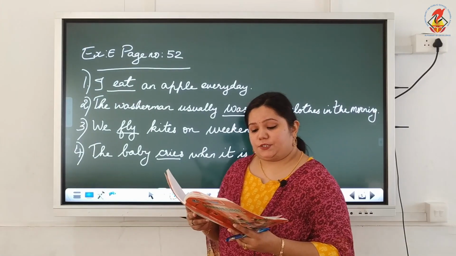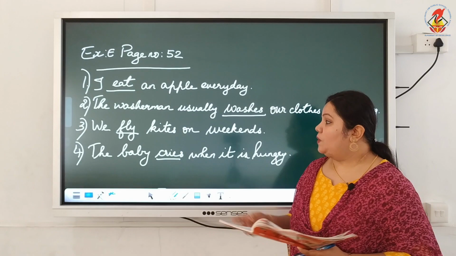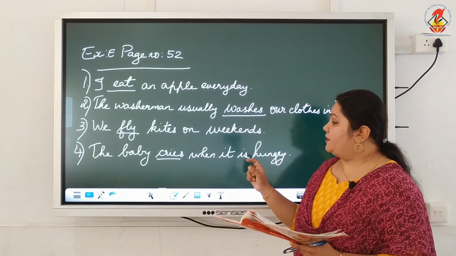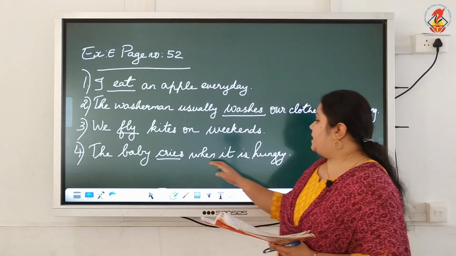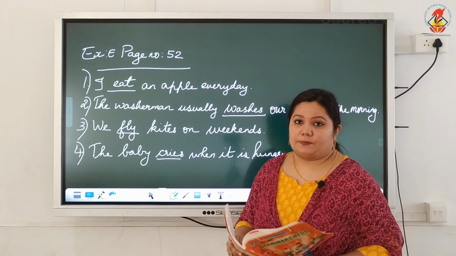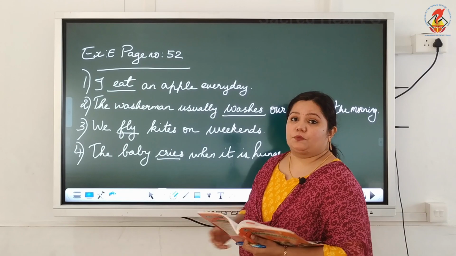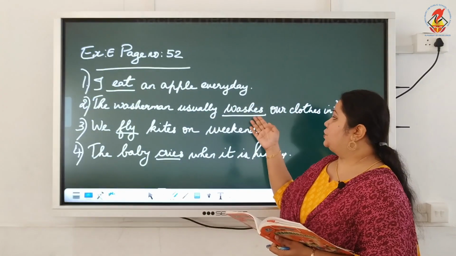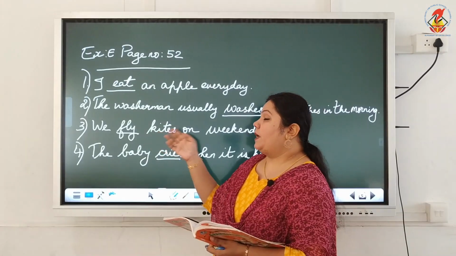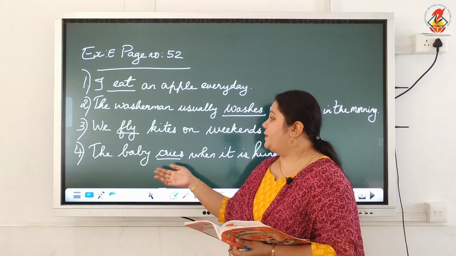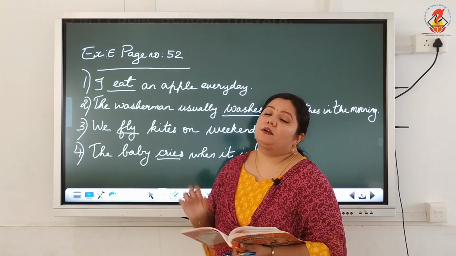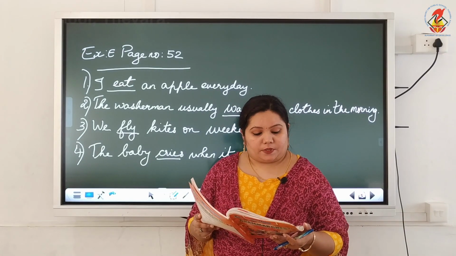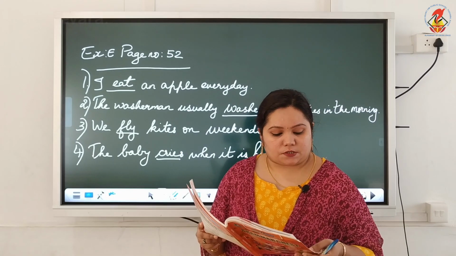Then what do we have the next one? The baby dash when it is hungry. What does the baby do? Yes, it cries. So the baby cries. Unscramble the word there and write cries. The baby cries when it is hungry. So all these are action words or the verbs. That is, I eat, then the washerman usually washes, we fly kites, then the baby cries. So all these are the verbs in a sentence or the action words. Okay, so you have to do the remaining ones.